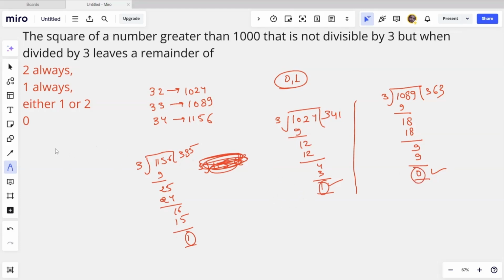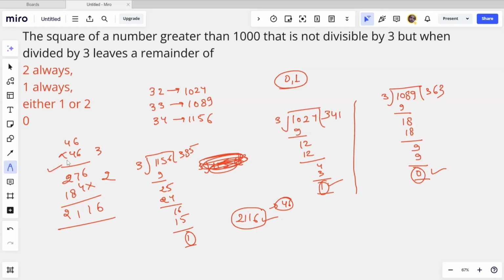And let's take the square of 46, 46 into 46. It will become 6 3s are 18, and 27, and it will become 2116. This is greater than 1000. One condition is satisfied. The other condition is that it is also a perfect square, because it is a perfect square of 46, as we have calculated here.